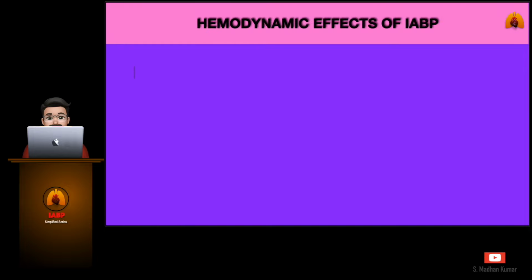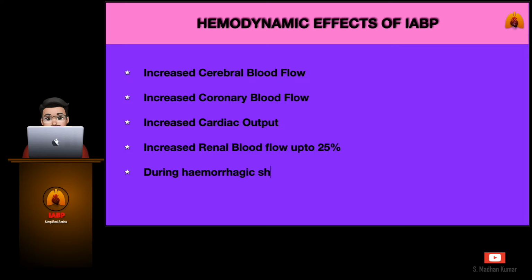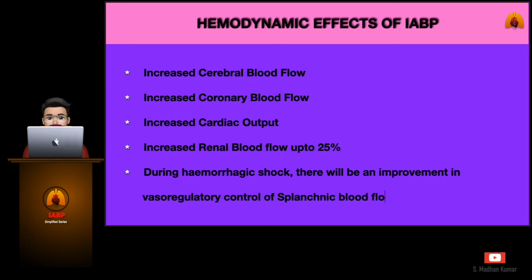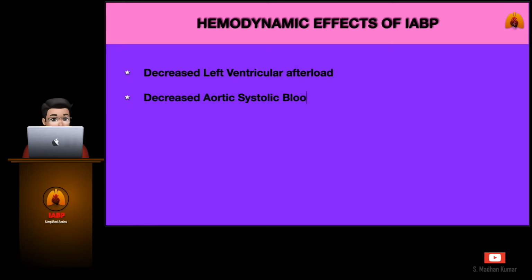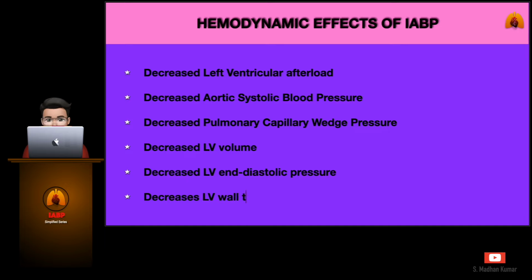The hemodynamic effects of IABP are increased cerebral blood flow, increased coronary blood flow, increased cardiac output, and increased renal blood flow up to 25%. During hemorrhagic shock, there will be an improvement in vasoregulatory control of splenic blood flow. There is decreased left ventricular afterload, decreased aortic systolic blood pressure, decreased pulmonary capillary wedge pressure, decreased LV volume, decreased LV end diastolic pressure, and decreased wall tension of the left ventricle.